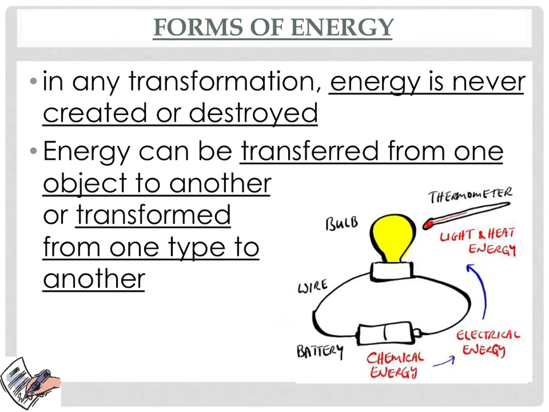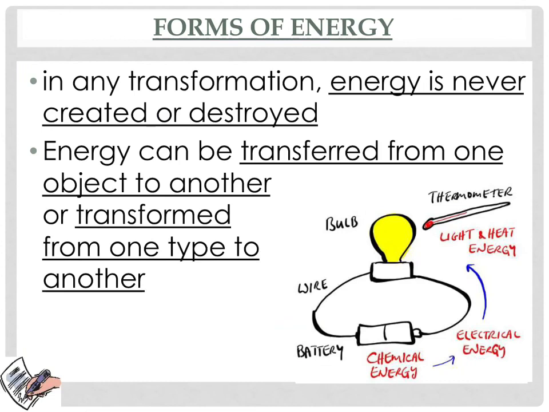Okay, but just a few notes before we go on to gravitational potential. In any of these transformations, energy can't be created or destroyed. That's impossible. We have a finite amount of energy in the universe, and so all we can do is transfer it between objects and transfer the types of energy, right?